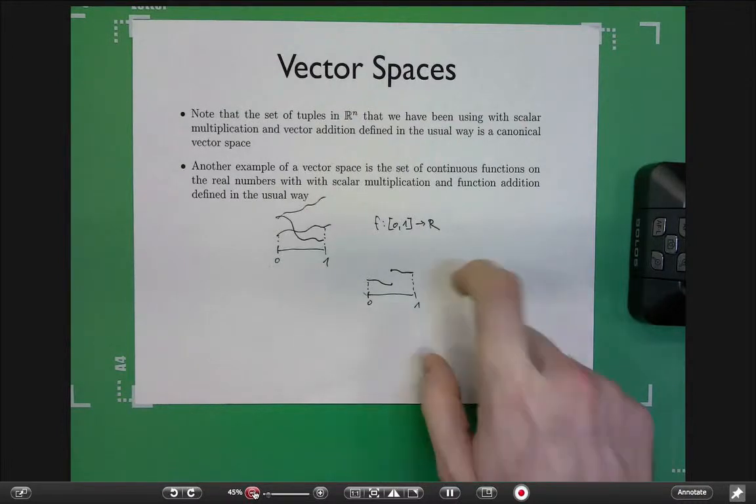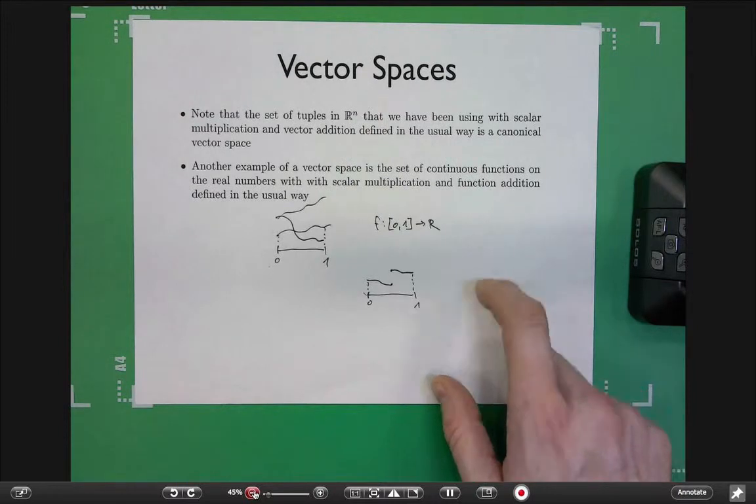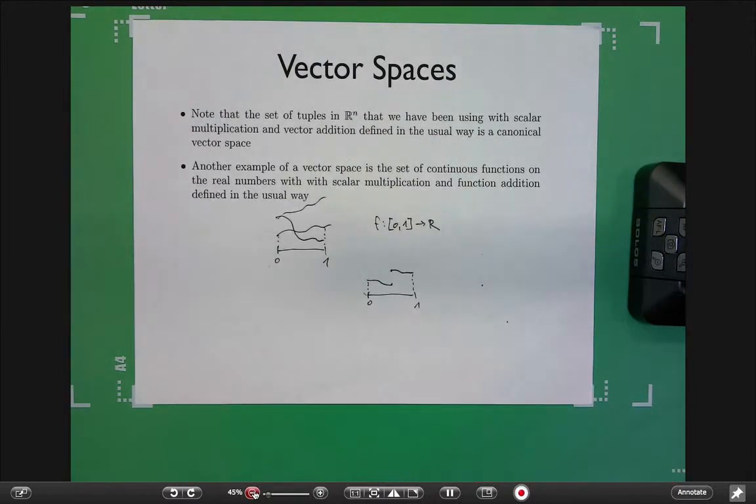There's one funny thing about this vector space of all continuous functions. It has infinite dimension, but we haven't defined dimension yet. So just remember that when we get to dimension, there's something funny going on. Make sense? Cool.